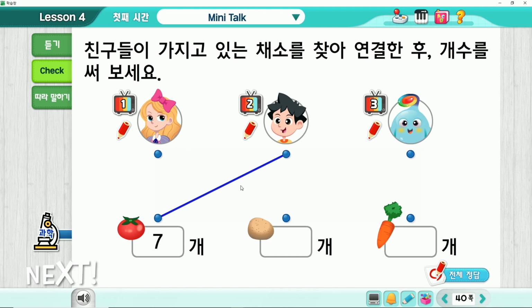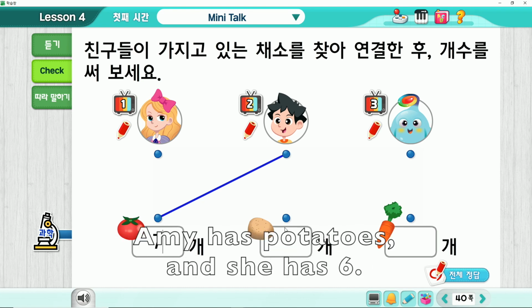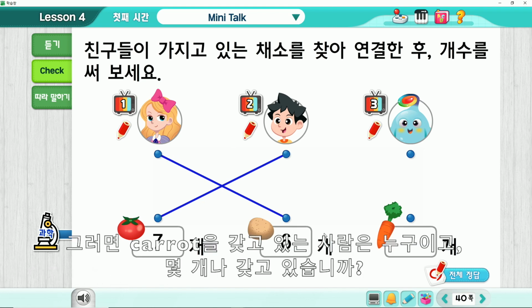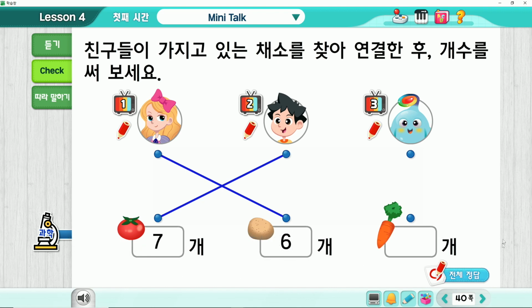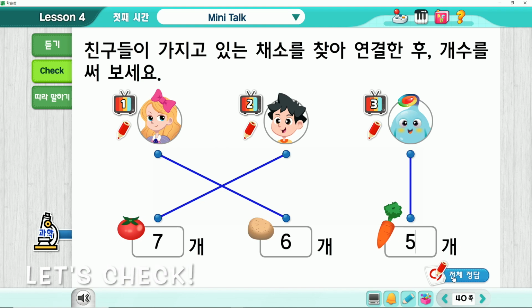Good. Next, who has potatoes and how many? Yes, right. Amy has potatoes and she has 6. Good. And who has carrots and how many? Yes, it's Jello. And he has 5 carrots. Let's check.